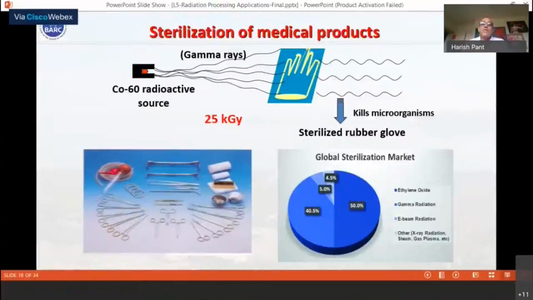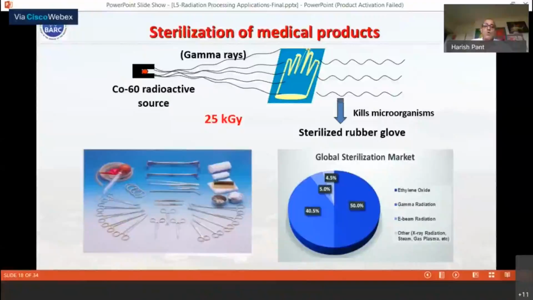Now let us come to the sterilization of medical products. I think Dr. Ram Murthy in his talk had already covered this, but I will just briefly tell you that gamma radiations are commonly used for the sterilization of these medical products, and it is only the cobalt 60 source. Different medical products, such as syringes and cottons and sutures and various kinds of medical products, even gloves, have to be sterilized before they are used.